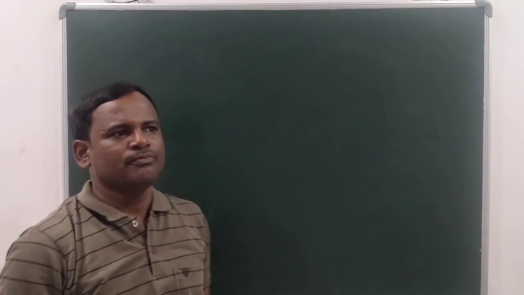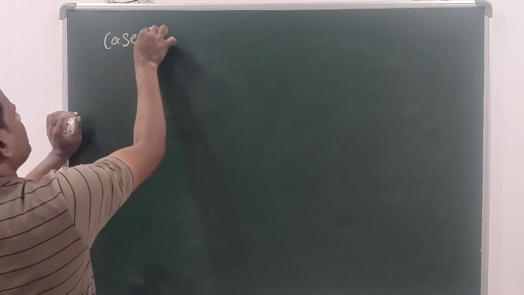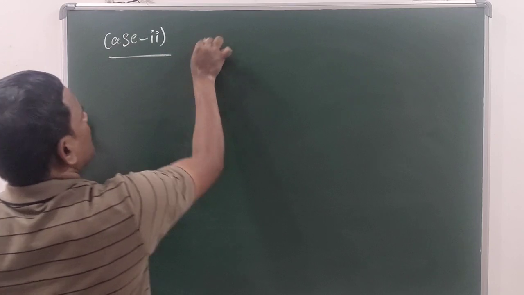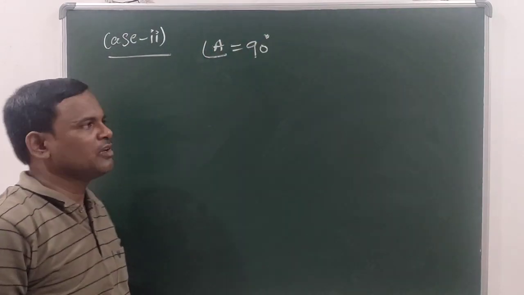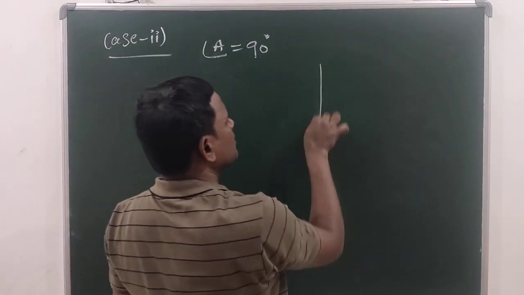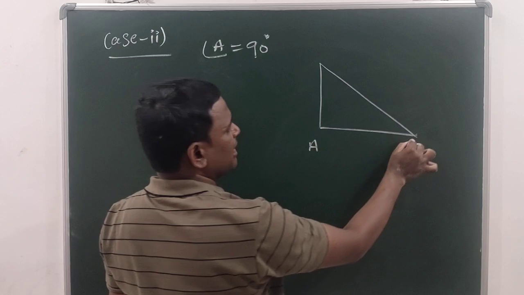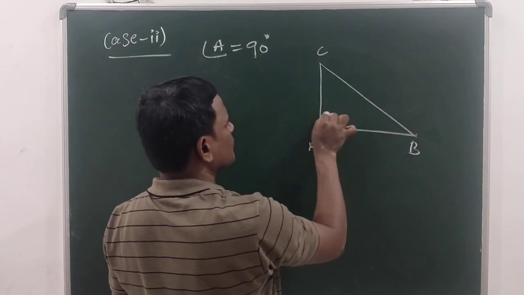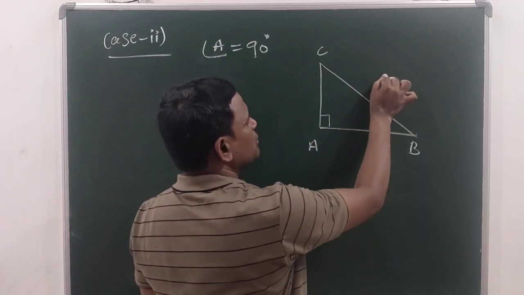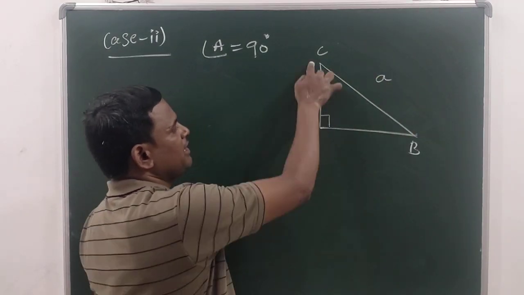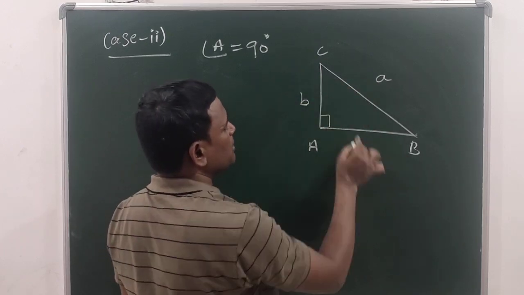In case 2, angle A is equal to 90 degrees. So if angle A is 90 degrees, we have to take a right angle triangle like this. Now BC length will be how much? Small a. AC length will be how much? Small b. AB length will be how much? Small c.